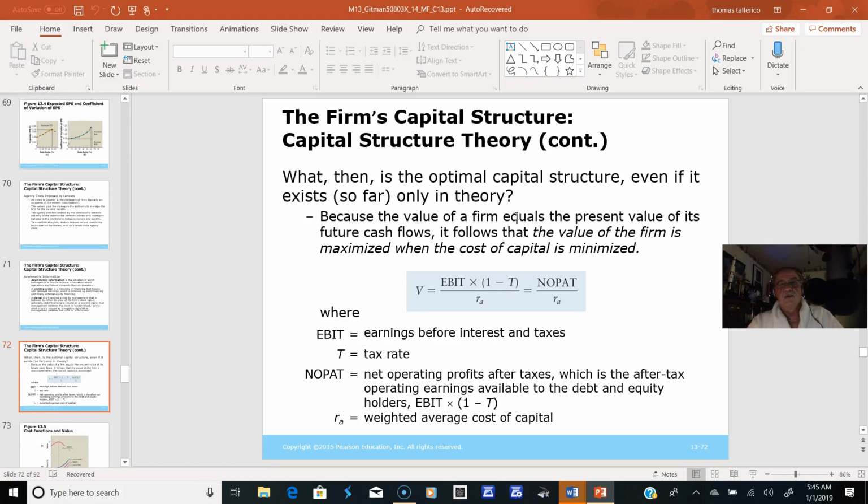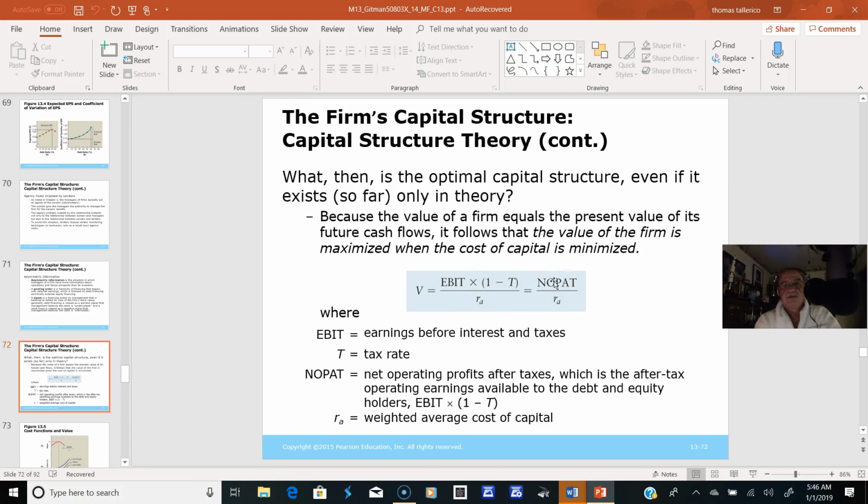All right, so what then becomes the optimal capital structure here? And here's the value of the firm, right? And it's important, this point here, right? Because the value of the firm equals the present value of its future cash flows, it follows that the value of the firm is maximized when the cost of capital is minimized, right? You want to minimize the cost of capital. So here is EBIT, and here's your cost of capital, right? Weighted average cost. You want to minimize this.